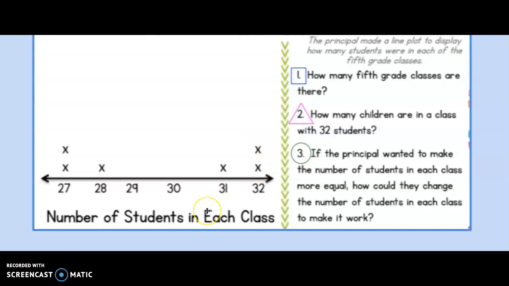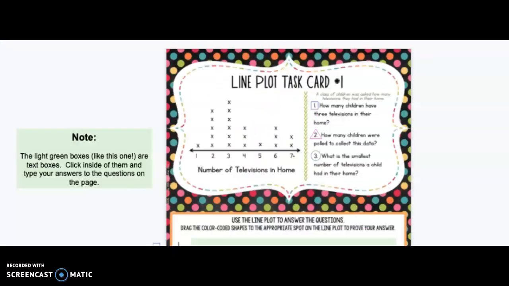I would say, which number of students does appear the most frequently? So I would say, well, 27 and 32 are tied because they each have 2. We don't really have a winner. We would say 27 is a frequent number of kids in a class and 32 is a frequent number of kids in a class. I'd like to show you this example.